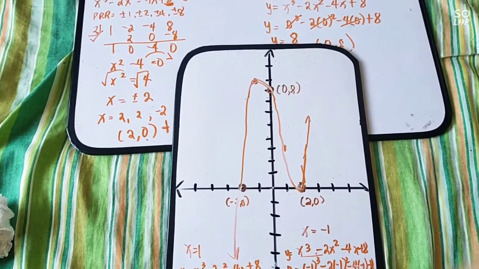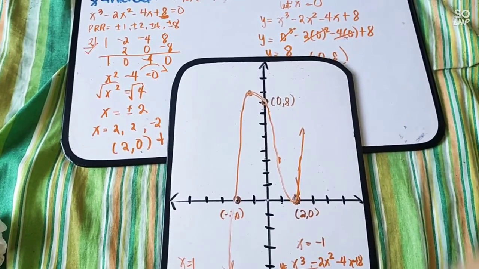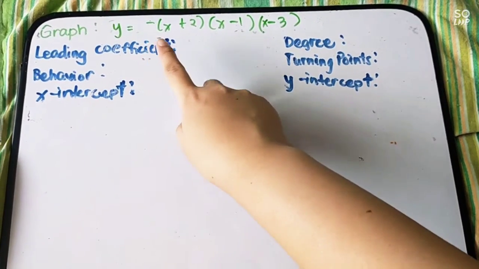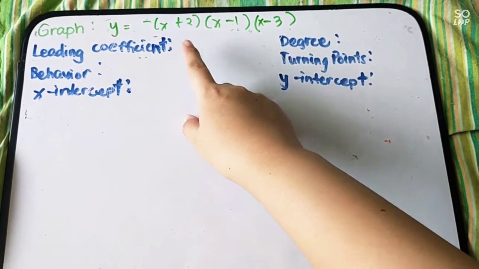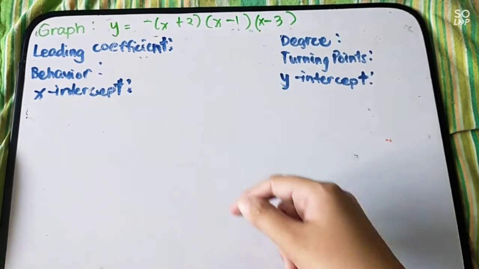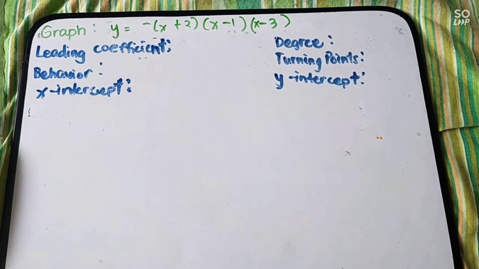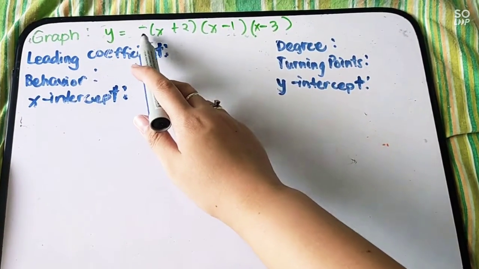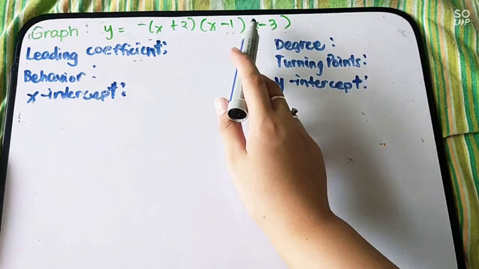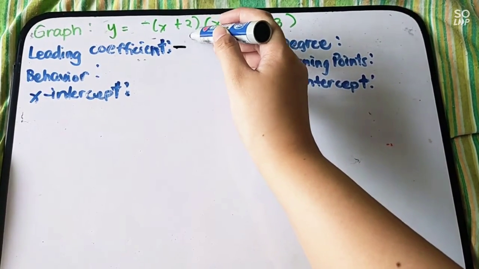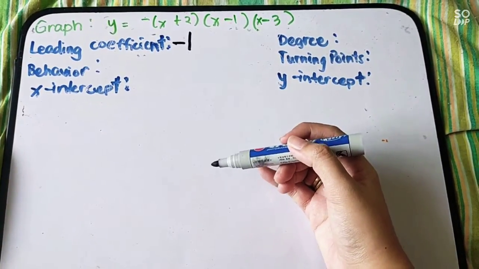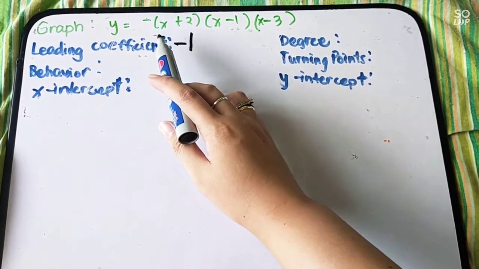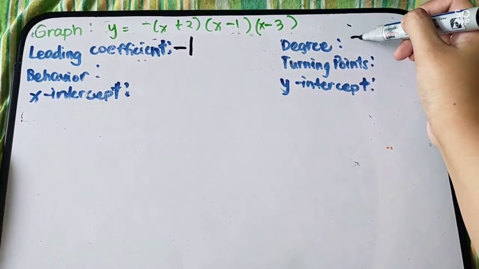Okay? So, I will give you another example. Let's have another example. We have here y is equals to negative times x plus 2 times x minus 1 times x minus 3. So, let us find the leading coefficient. So, the leading coefficient, ang coefficient lang naman niya is negative times 1 times 1 times 1 is negative 1. Then, the degree. So, multiply mo lang yung mga x's niya, x times x times x. So, we have x cubed.